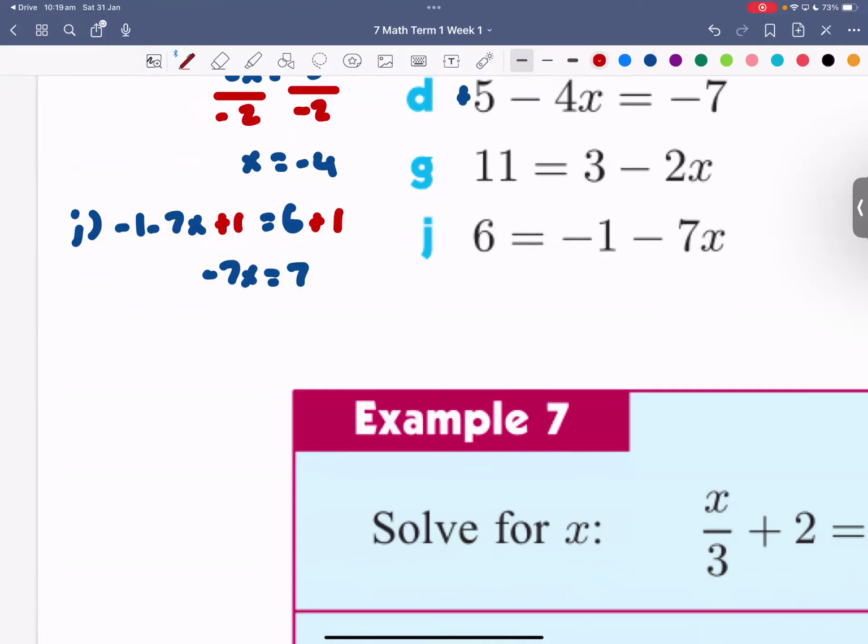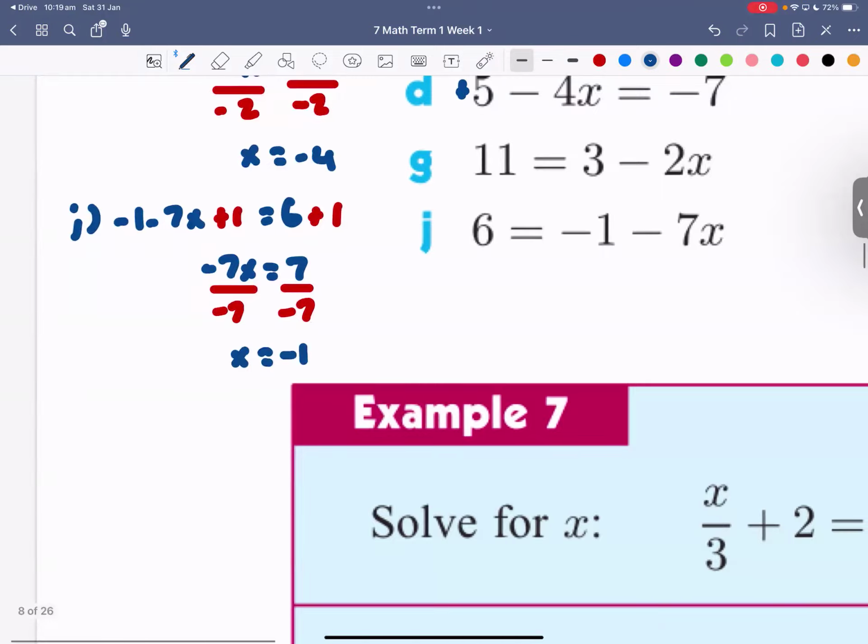And how do I get rid of that minus 7x? No, that's divide. I know someone said plus, but this is connected by a multiply. It's minus 7 times x. To get rid of that times x, you have to divide by minus 7. And then if I divide this side by minus 7, I divide that side by minus 7. So what's x equal to?